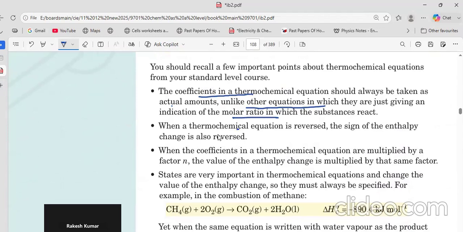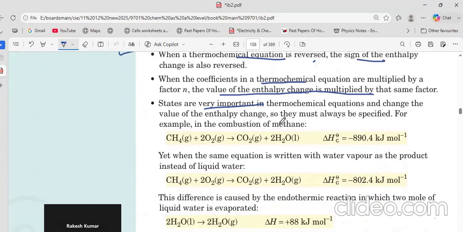If the equation is reversed, the sign of the enthalpy changes, and when the coefficients are multiplied, the value of the enthalpy will change. The actual amount is what is measured, like in the bomb calorimeter. If you halve the equation when applying Hess's law, the value is halved. If you reverse it, it changes sign. And states are very important, because sometimes one equation uses liquid and another uses gas, so there's a difference in the combustion equation.